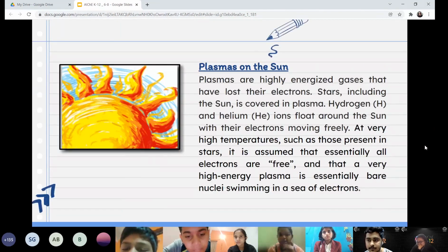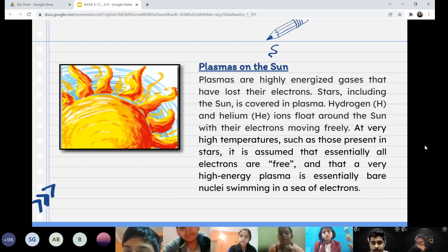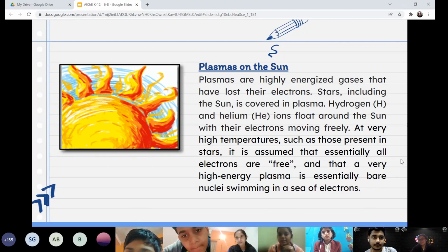Then the last state, the fourth new state that we know, that is plasma. I also mentioned in the example the plasma on the sun. Basically every star consists of plasma. So plasmas are highly energized gases that have lost their electrons. Stars, including the sun, are covered in plasma.